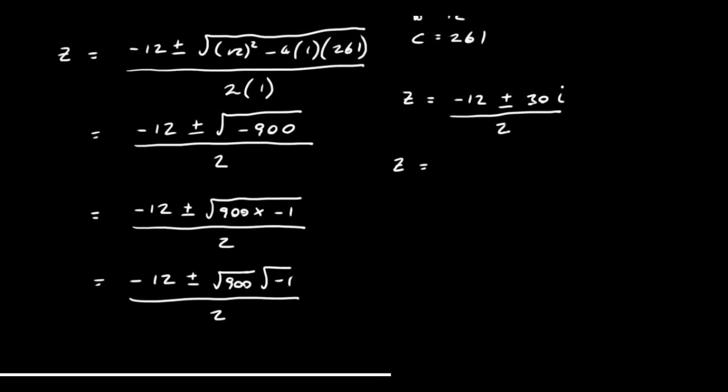So what you've got to do here is divide the 2 in here, and you've got to divide the 2 in here as well. So you've got minus 12 divided by 2 is minus 6. We'll do the plus version first. 2 into 30 is 15, i. And z is also going to be equal to minus 6 minus 15i. So they're my two answers for part a. And maybe we'll call these z1 and z2. So they're my two answers there.